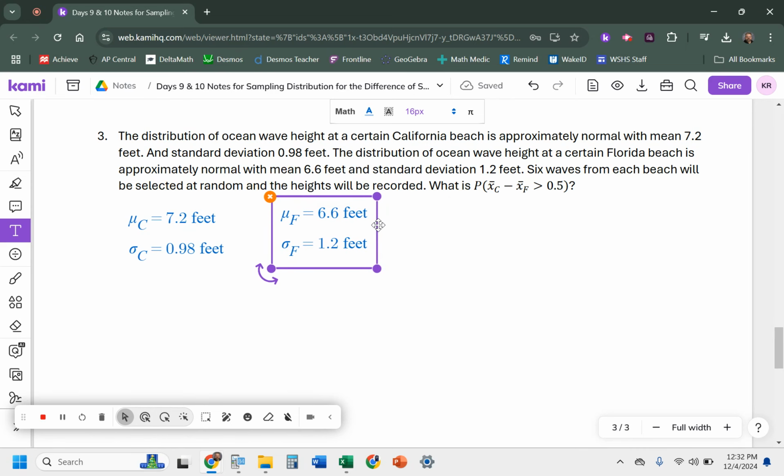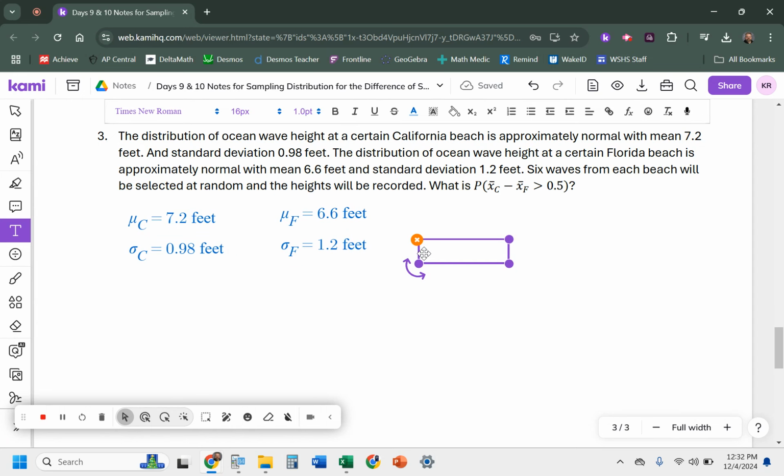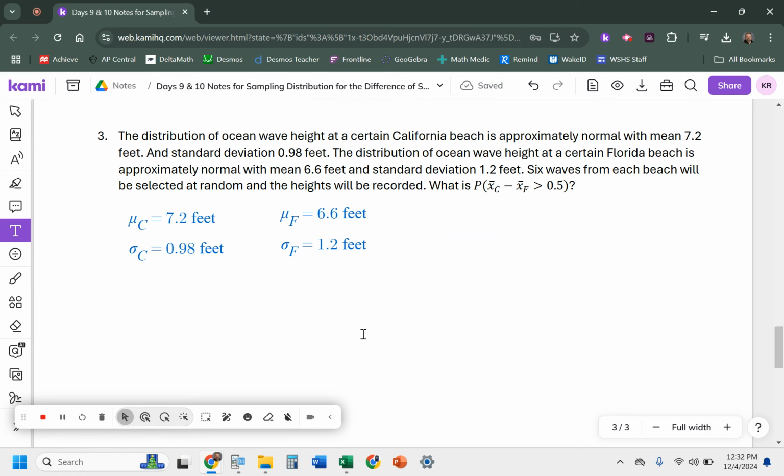All right, so here's our notation for those first numbers. This is for the population of all waves on these particular beaches. We've got the mean height, and we've got the population standard deviation. So now we want to turn this into a sampling distribution of a difference of sample means. And it tells us that 6 waves from each beach will be selected at random.